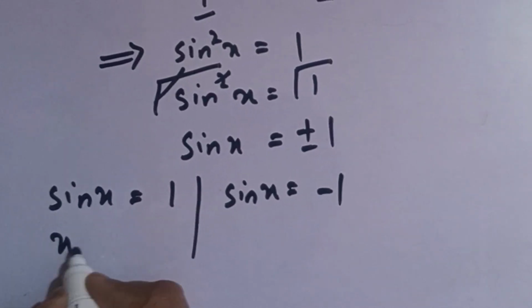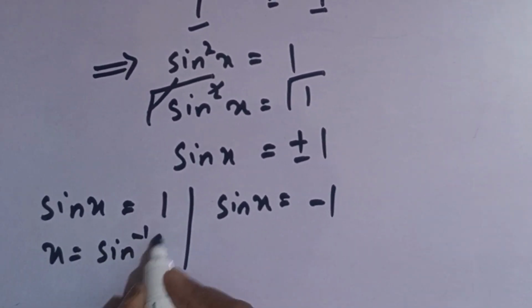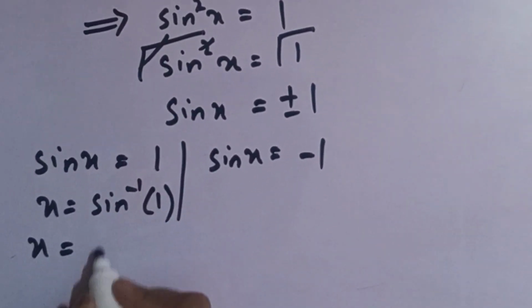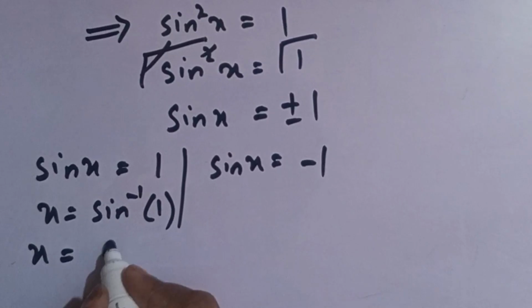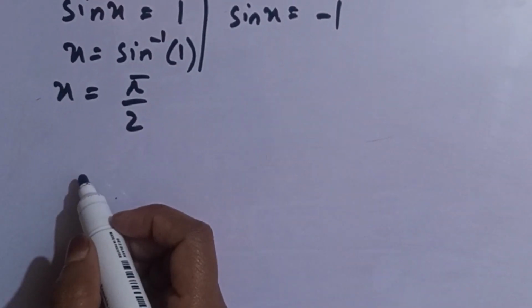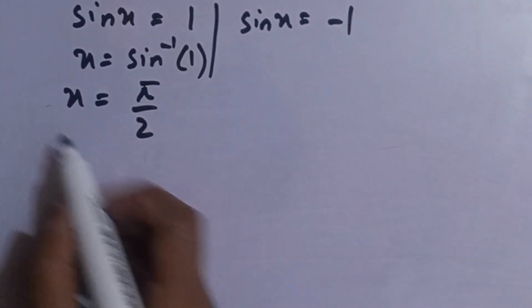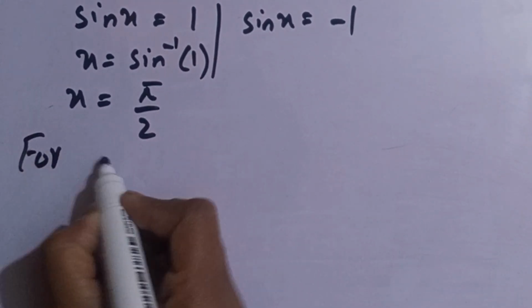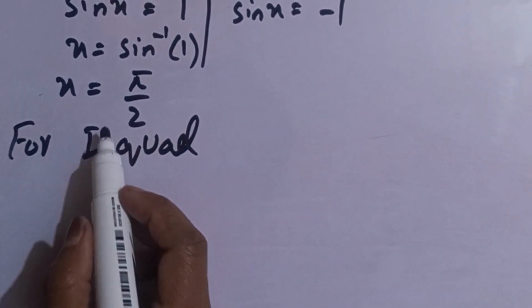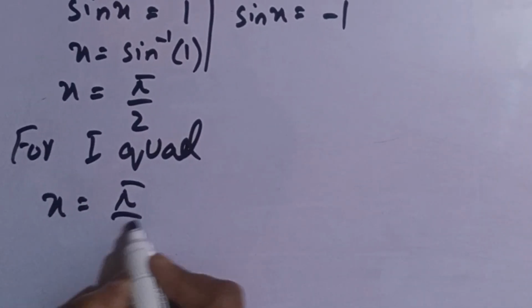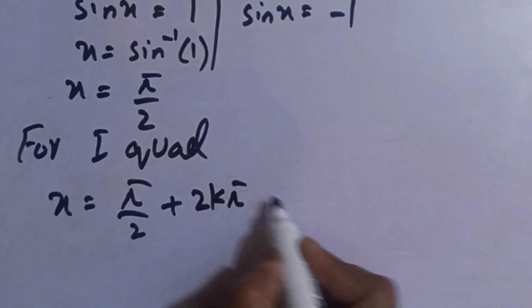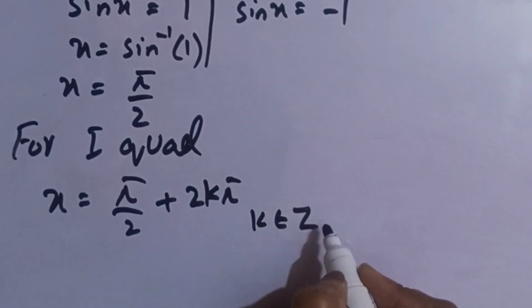Now we write this as x is equal to sine inverse of 1, which is equal to 90 degrees, and in radian we write this as pi over 2. And sine is positive in the first quadrant and in the second quadrant. For the first quadrant, the value of x is pi over 2, and we add the period, which is 2k pi, and here k belongs to an integer.